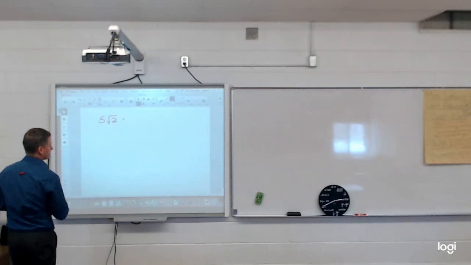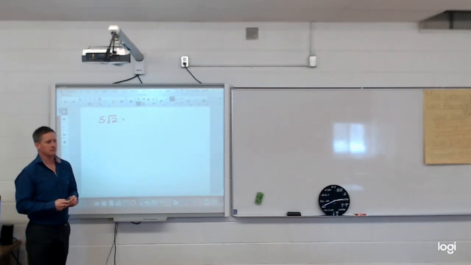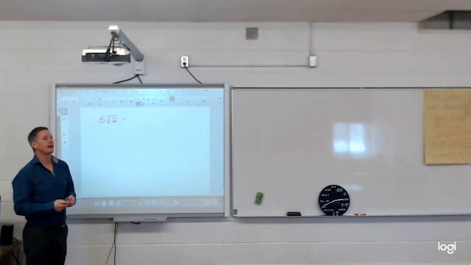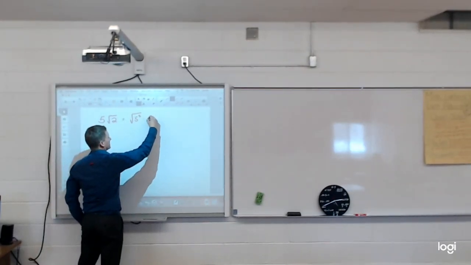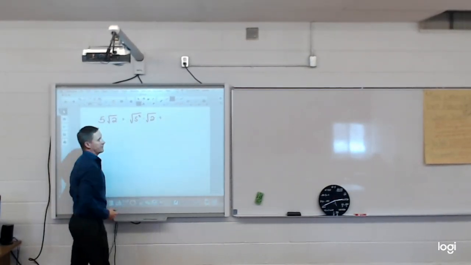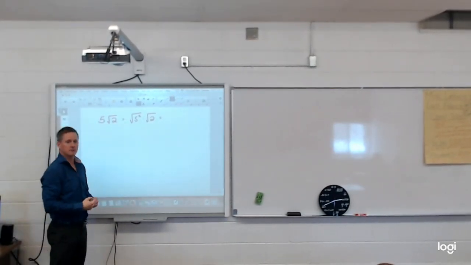You see some right answers already. Okay? What's the first thing I should do here? Square root of 5 squared. Say that again? Square root of 5 squared times root 2. What is 5 squared? 25. What is 25 times 2? 50.